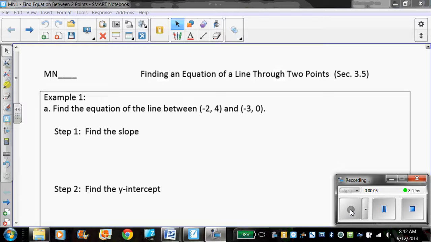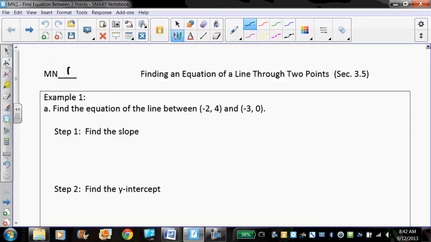This is your first note guide in geometry class, and what we do is we number our notes at the top left-hand corner, kind of like a book. We're numbering them 1, 2, 3, 4, and so on. This is your very first note guide, so we are going to number it MN1. So MN1, we're going to find an equation of a line through 2 points.